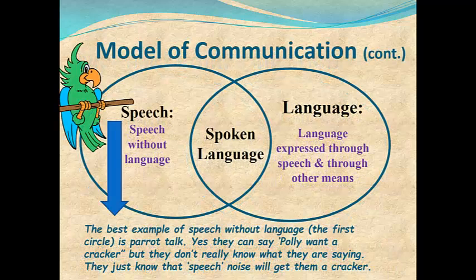Model of communication continued. We will focus on the left circle, speech, speech without language. The best example of speech without language, the first circle, is parrot talk. Yes, they can say, "Polly, want a cracker?" But they don't really know what they are saying. They just know that that speech noise will get them a cracker.